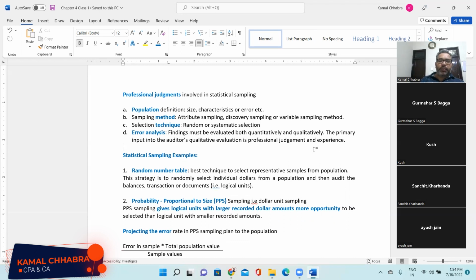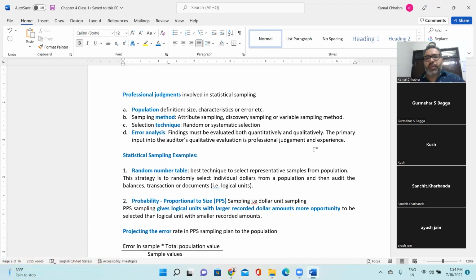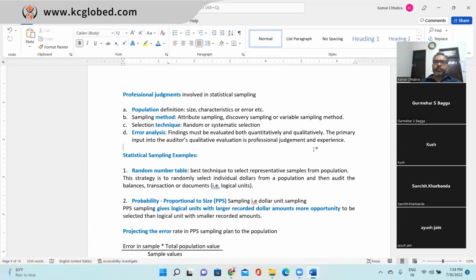So statistical discovery sampling and variable sampling are the same? Sorry, discovery sampling and variable sampling method. No, they are not the same, they are different methods, but either you'll be using discovery or variable for the respective line item. You won't use both. So that's the reason "or" is being mentioned.